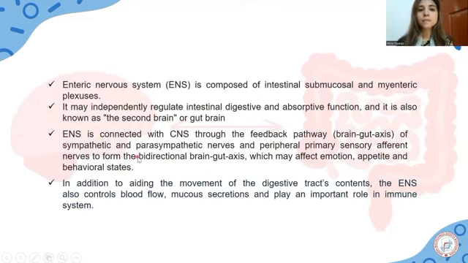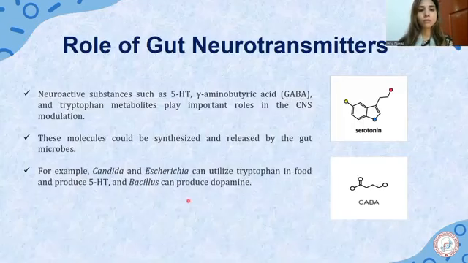So your entire nervous system is connected with the central nervous system, with your brain, through a feedback pathway, as I have mentioned in my previous slide, that is known as the brain-gut axis. And this is a bidirectional axis. So your gut, or this axis, is affected by different states in your body, like emotion, appetite, or behavioral states. In addition to aiding movement in your digestive tract, this enteric nervous system is involved in the regulation of your blood flow, your mucosal secretion, and plays an important role in your immune system also.